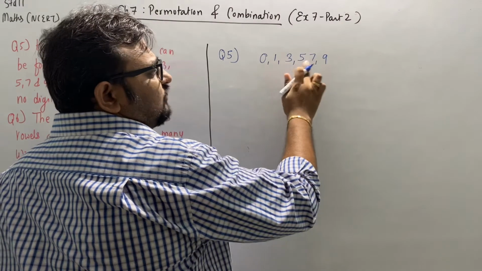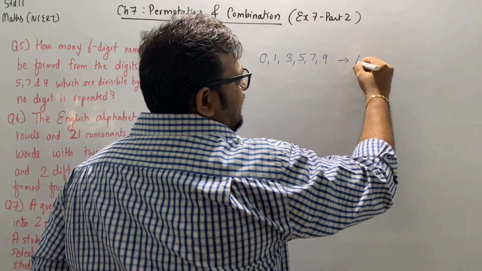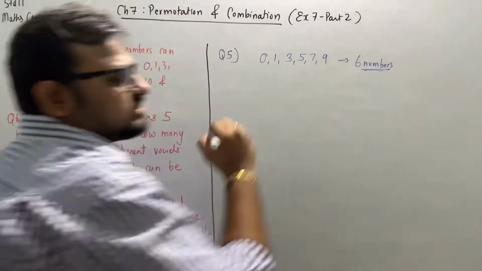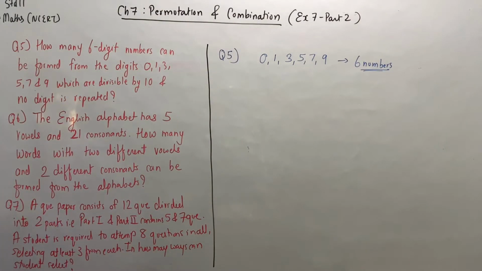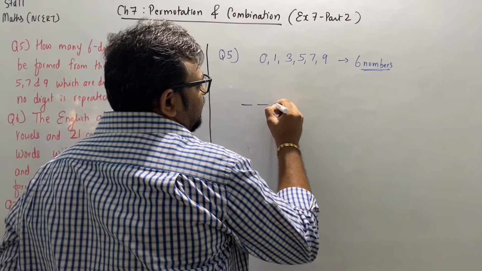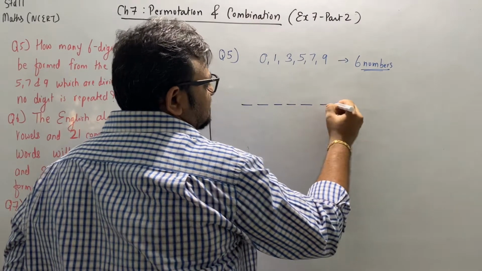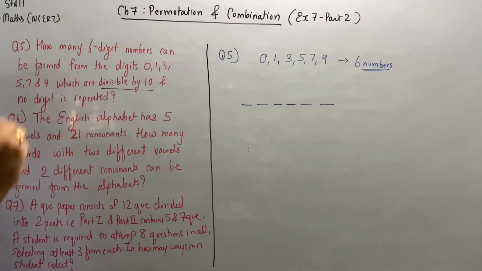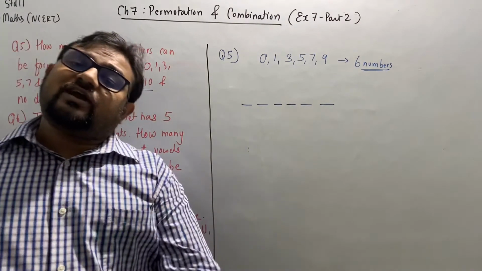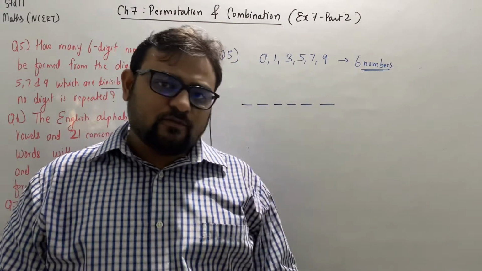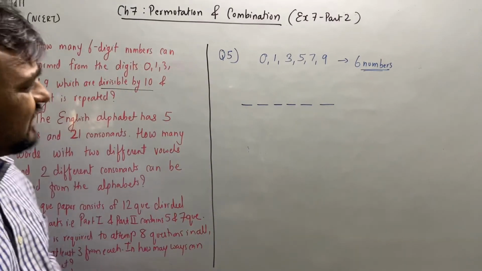So 1, 2, 3, 4, 5, 6. We are having total 6 numbers. Okay, and how many digit number we have to form? 6-digit number. Now it must be divisible by 10. So we had already studied about these divisibility rules earlier. Right? Now it says it must be divisible by 10.